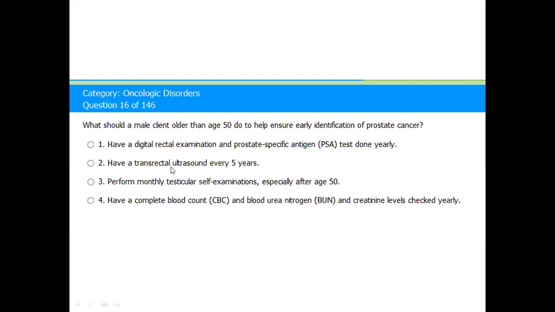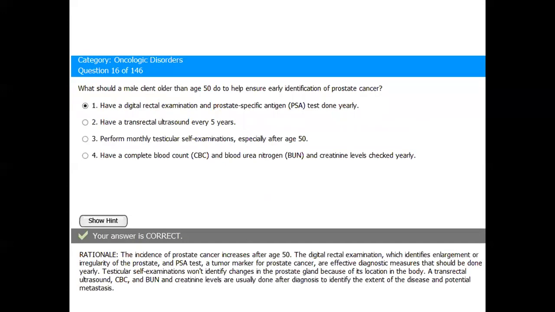Have a transrectal ultrasound every 5 years. Nothing, it is not related to prostate cancer. Or perform a monthly testicular self-exam. Testicular exam is for testis cancer. Have a complete CBC or blood urea nitrogen and creatinine. BUN and creatinine are for kidney function tests. Complete blood count, or CBC, can find inflammation or any kind of infection. But PSA is specific for the prostate.